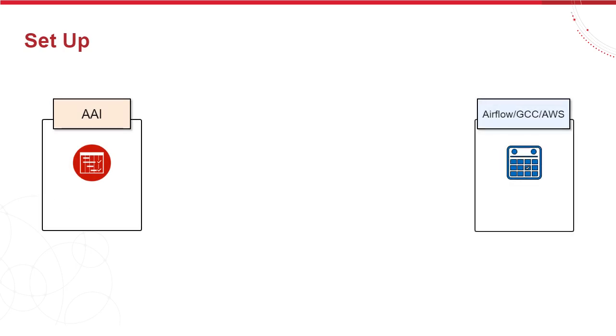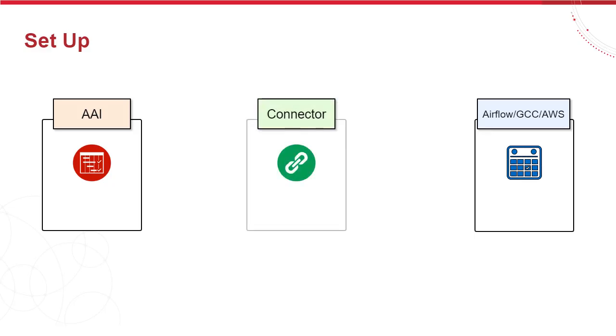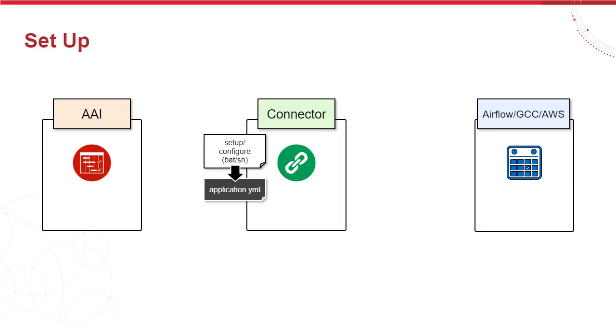We have three systems: the AAI server host, the Airflow cloud service, and a third system for the connector. Once installed, a batch file executes. This prompts us to configure the connection to the AAI system. The values are stored in a config file called application.yaml. On Windows, it runs automatically. On Linux, we have to run it manually. The connector is started either as a Linux process or Windows service.